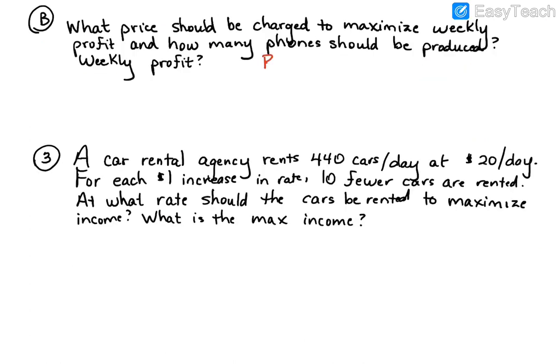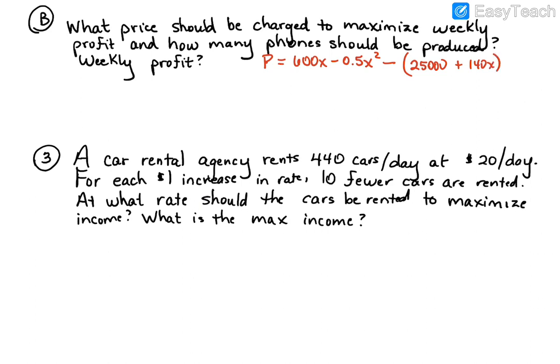So my profit is equal to the revenue, which was the 600x minus the 0.5 times x squared. And then you have to subtract your cost. And because it has more than one term, I'm putting it in parentheses so that I make sure that I subtract both parts of that cost. So the cost was $25,000 plus 140 times x.